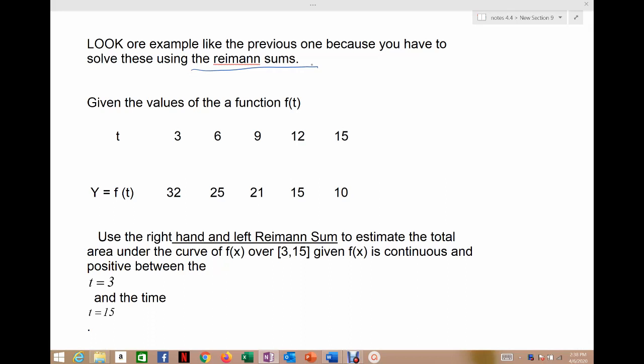Then we're going to move on from the theory and get to the actual solving, which is using the fundamental theorem of calculus, which is the next set of notes.